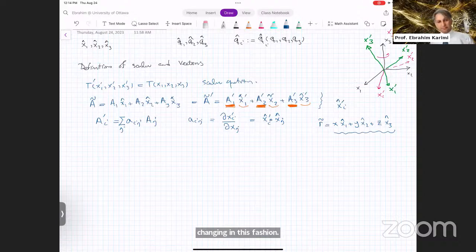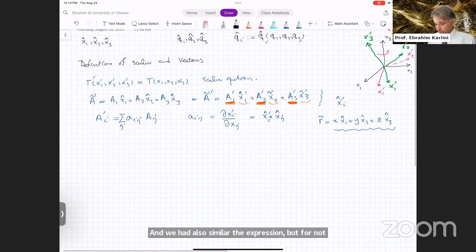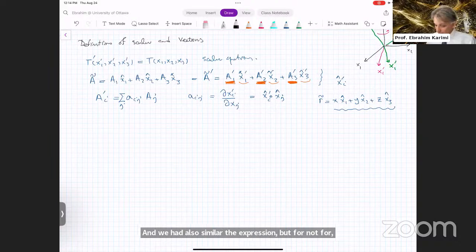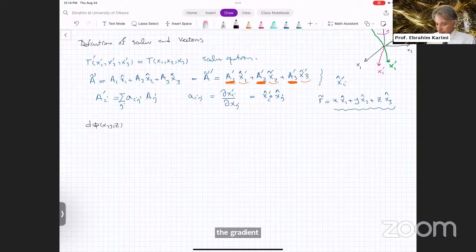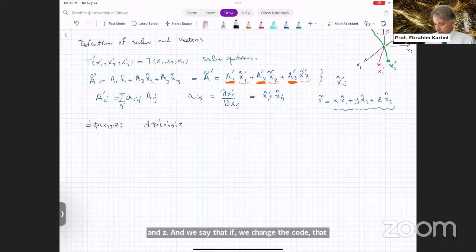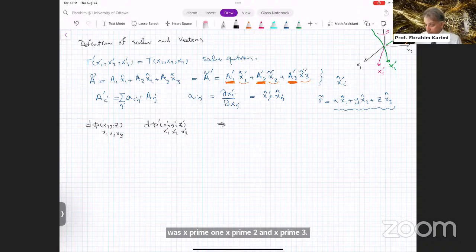And we also had a similar expression, not for this kind of vector, but for the gradient. If you remember, we did a calculation of d phi of x, y, and z, and we said that if we change the coordinate, that will also be d phi prime of x prime, y prime, and z prime, which we express in terms of x1, x2, and x3, and that was x prime 1, x prime 2, and x prime 3. And then from here, we obtained the definition of the gradient of phi.